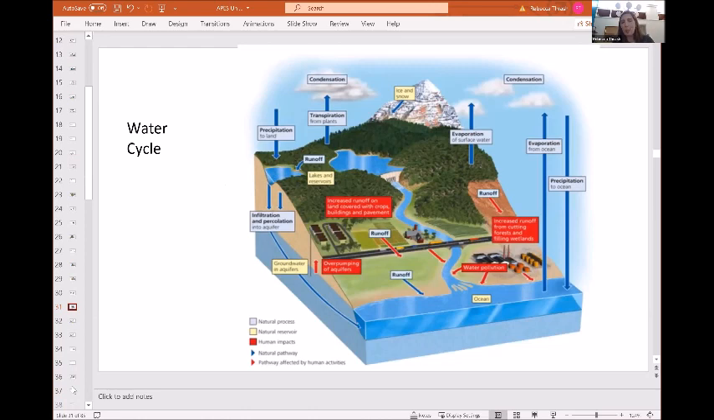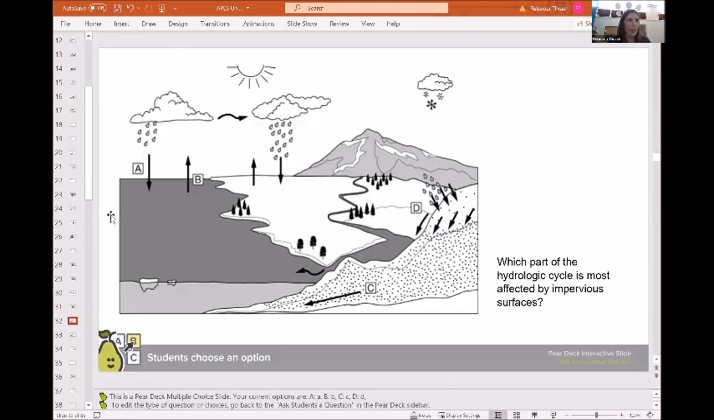All right, last one, but I think you guys probably know a lot about the water cycle already. So I want to go ahead and move on to this one question, and then if we need to, we'll come back to it. So this is showing the hydrologic cycle, or the water cycle. Of the labeled places, A, B, C, and D, which do you think is going to be most affected by impervious surfaces, meaning surfaces that don't allow water to seep through them?